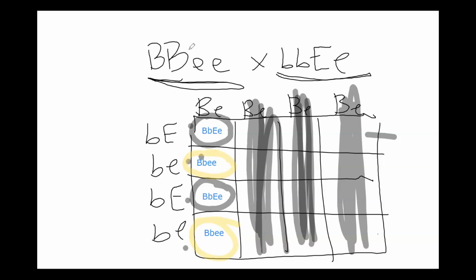Pink nose, long ears, 0, right? Yeah, there's no pink nose, long ears because there's no little b anywhere. And then pink nose, floppy ears. Well, there's no pink noses anywhere, so that's 0 also.